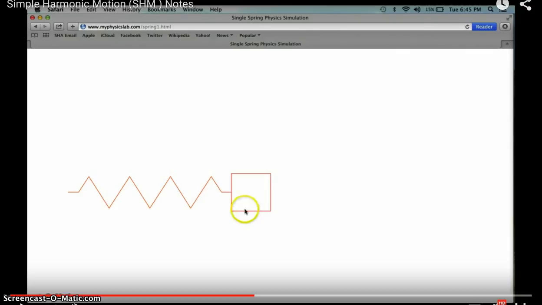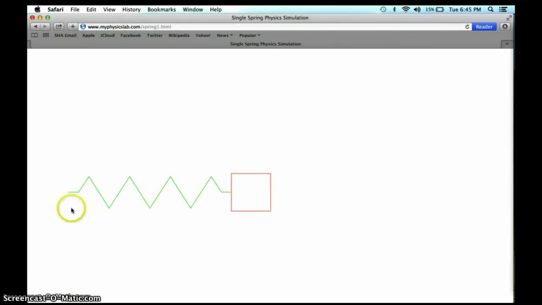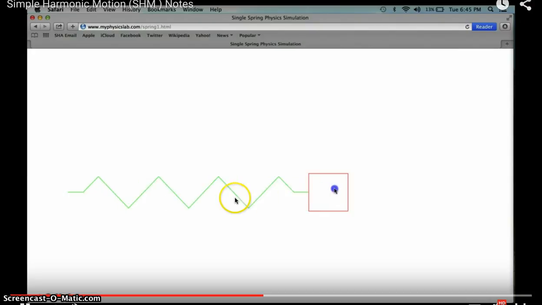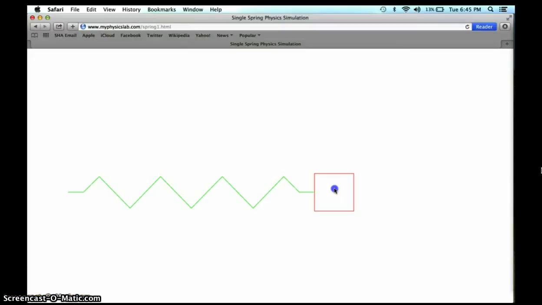So let's watch this in action. Here's the block at its natural resting position, the relaxed position. I'm going to click on the block and pull it to the right. Let's get this going. I'll let go and it'll start oscillating back and forth. Whenever the block is being pulled to the right, the spring force pulls it back to the left. And whenever the block is over on the left from its center, the spring force pushes it back to the right.